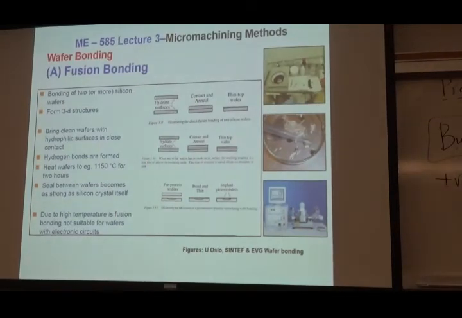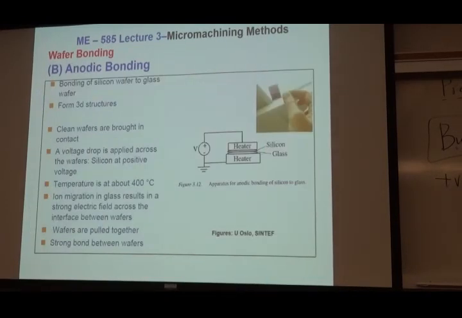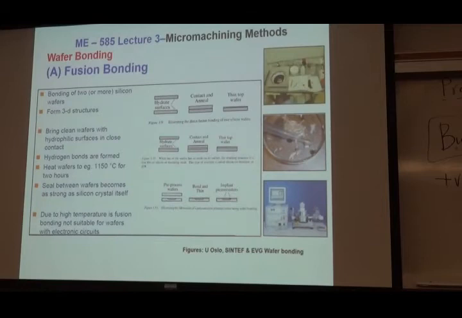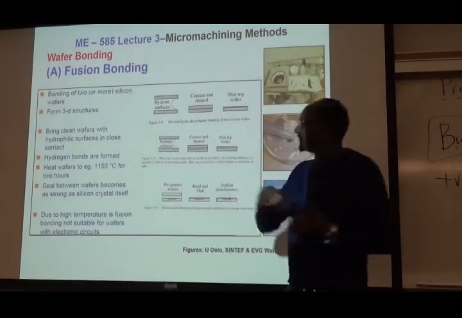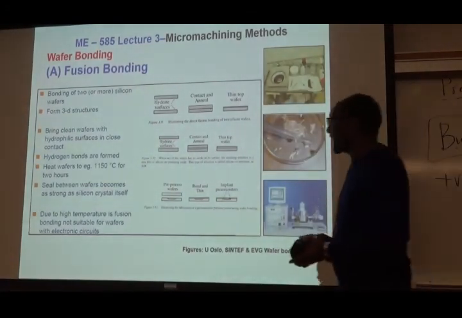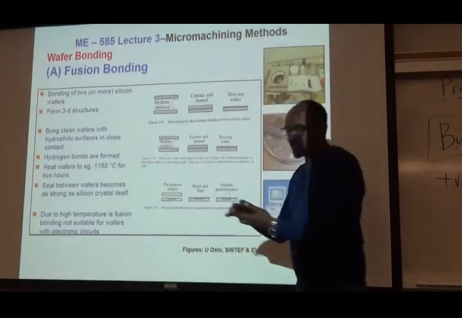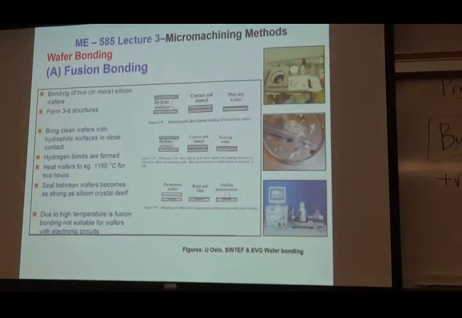Now let me see if I have the two physics. In hydrogen bonding, or fusion bonding, one is anodic bonding and the other one is fusion bonding. What you do is you take these two wafers. Of course, you have to clean and all that kind of stuff. Then you contact them. You have to align.